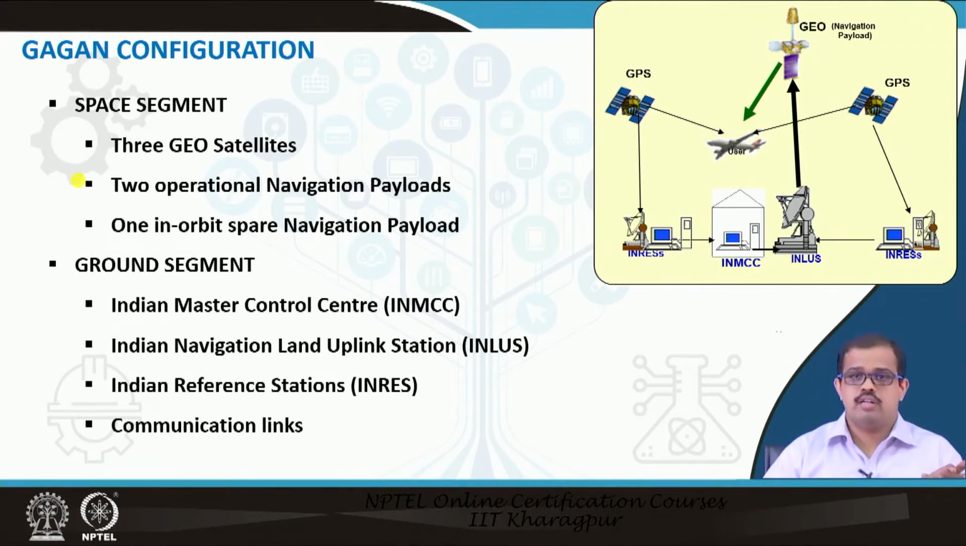There is one more operational navigation satellite which is used as a spare. Then there is a ground segment where you have the Indian Master Control Center. Then you have an Indian Navigational Land Uplink Station. What is important is having a station where you have both the master and the uplink station in the same region.